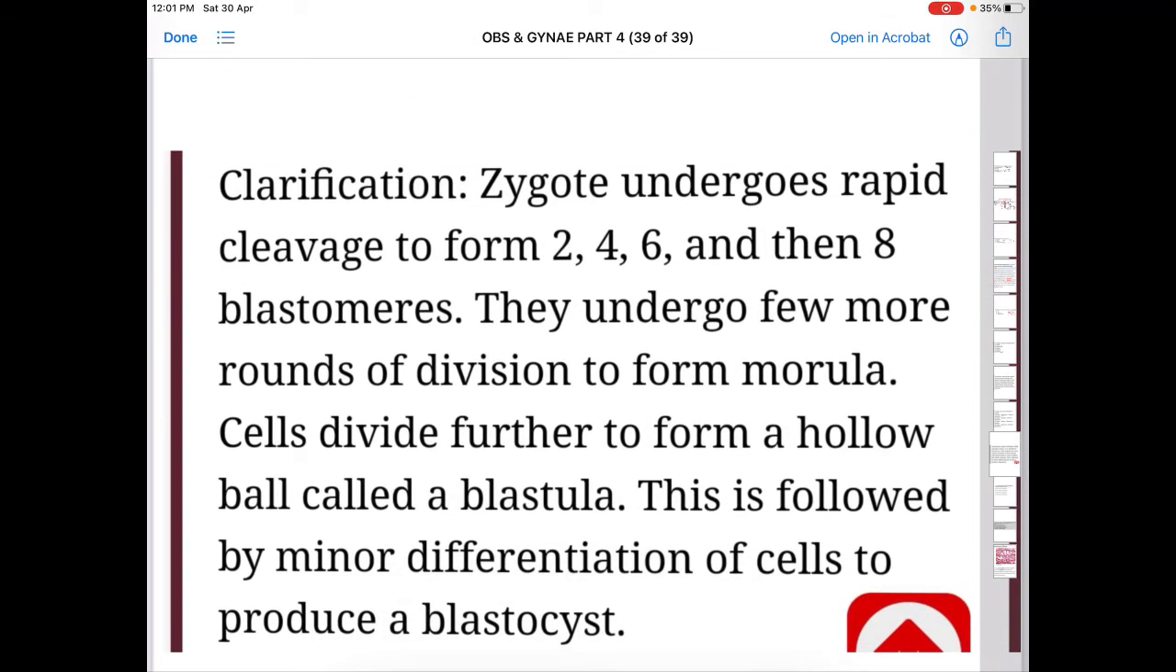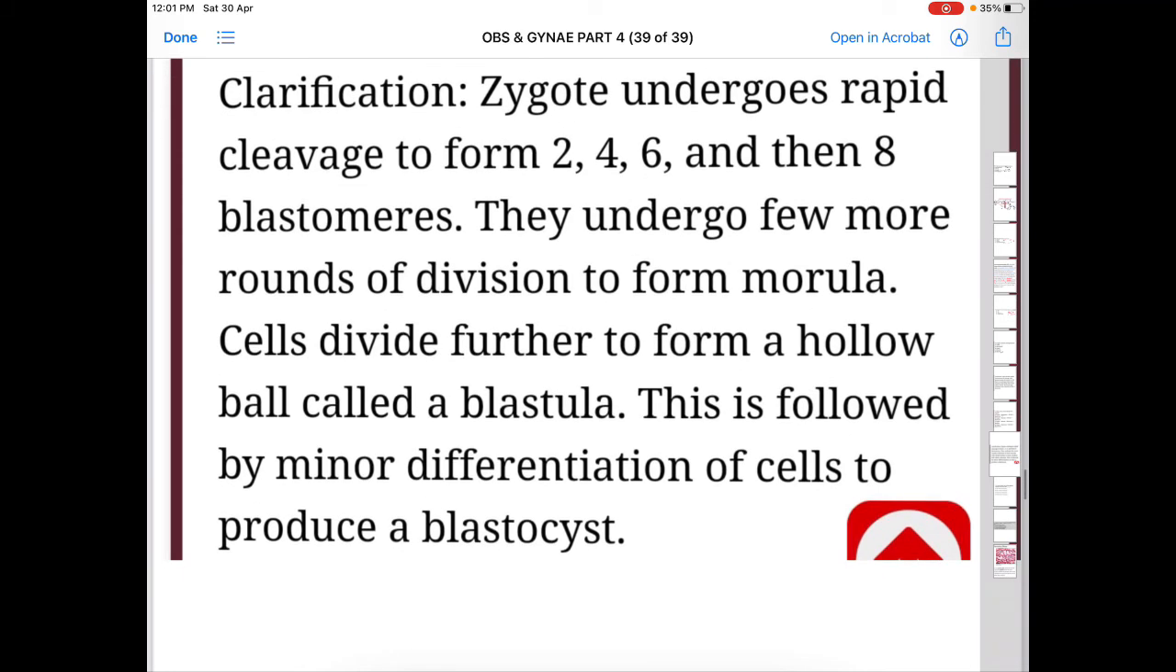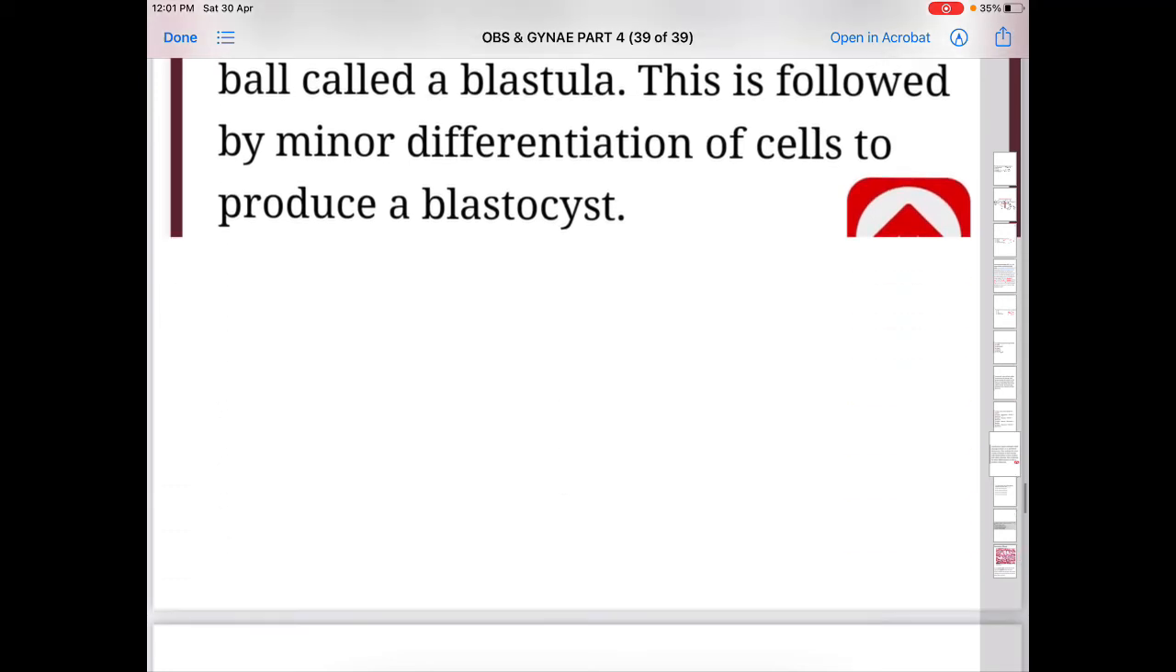The zygote undergoes rapid cleavage to form 2, 4, 6 and then 8 blastomeres. Then the blastomeres undergo a few more rounds of division to form the morula. Cells divide further to form a hollow ball called a blastula. This is followed by a minor differentiation of cells to produce a blastocyst. So first zygote, then blastomeres, then morula, then finally blastocyst.